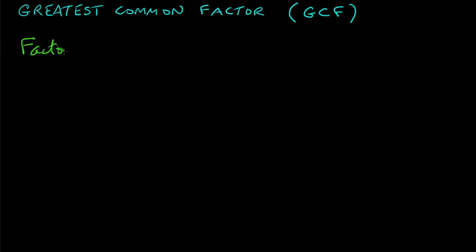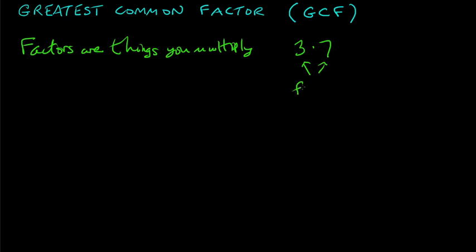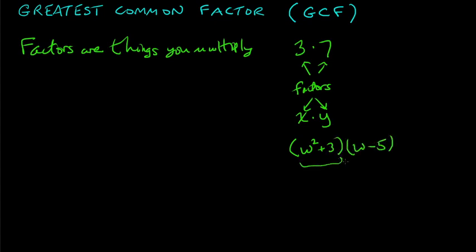So factors are things you multiply. If I write 3 times 7, the 3 and the 7 are factors. If I write x times y, then x and y are factors. And if I write something more complicated, like w squared plus 3 times w minus 5, then w squared plus 3 is a factor, and w minus 5 is also a factor. We'll get to this later, but for now, factors are things you multiply.